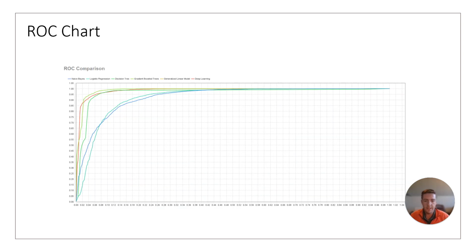The ROC chart compares the performance of all models evaluated. The chart plots the true positive rate against the false positive rate for each model. Models with curves closer to the top left corner indicate better performance. In this chart, the gradient boosted trees, generalized linear model, deep learning, and decision tree models have ROC curves near the top left corner, suggesting their strong performance.